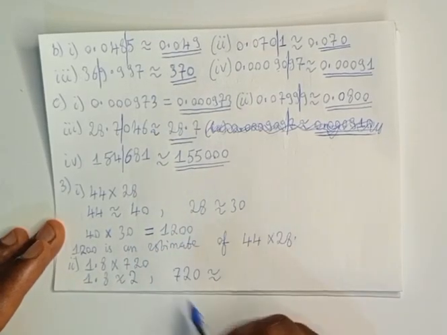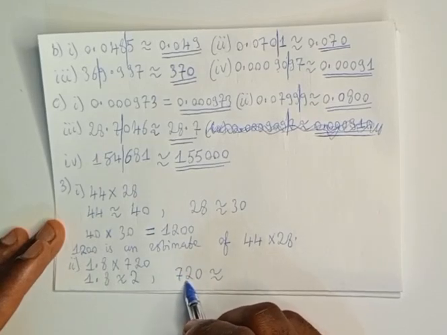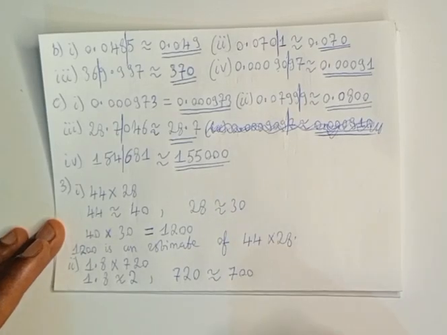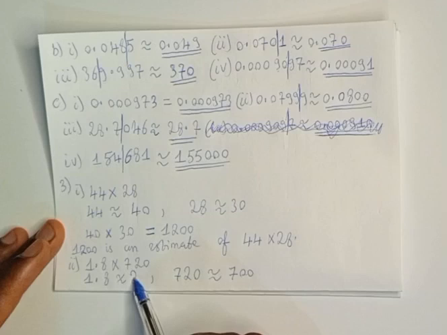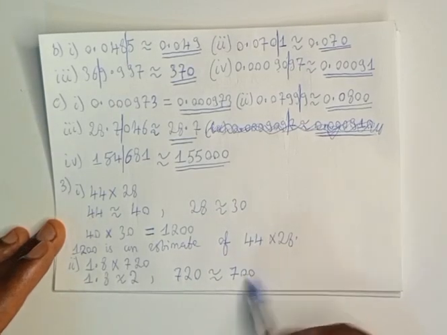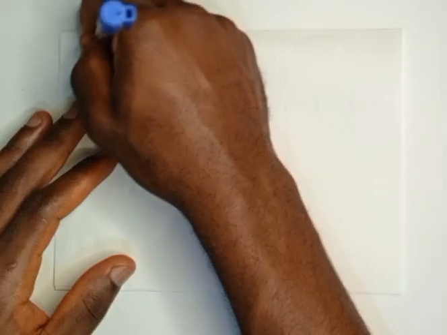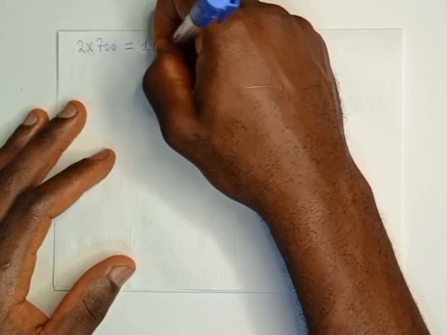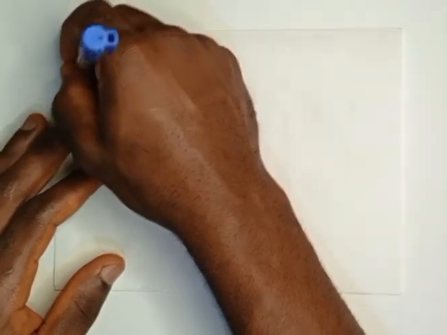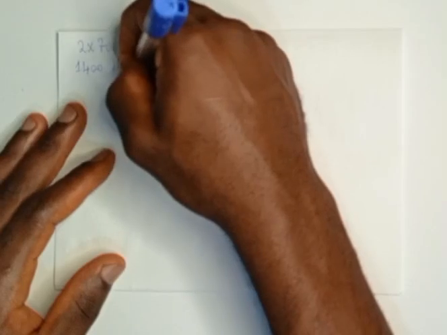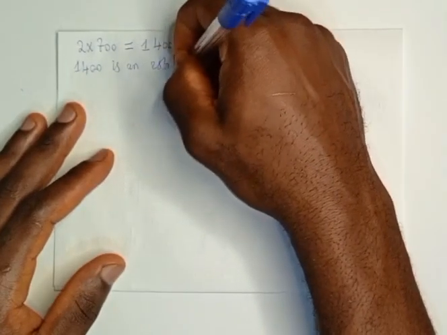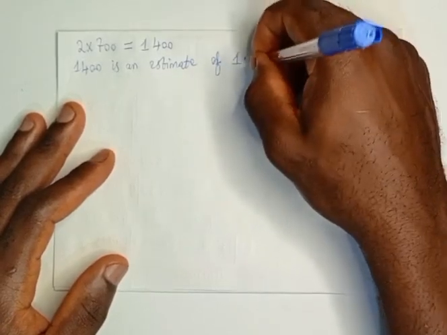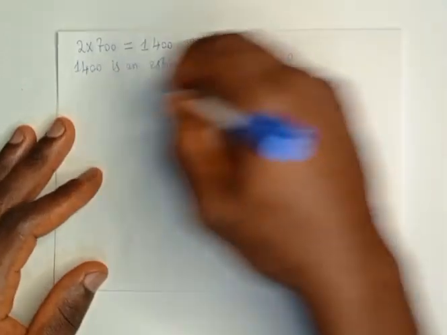720 to one significant figure. This is the first, second. We have to round 2 down. This will give us 700. For us to get an estimate of this product, we are simply going to take 2 times 700. 2 times 700 is simply equal to 1400. We conclude, therefore, 1400 is an estimate of 1.8 times 720.